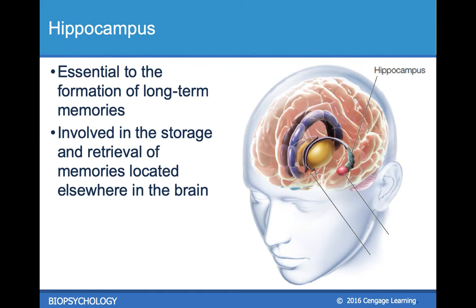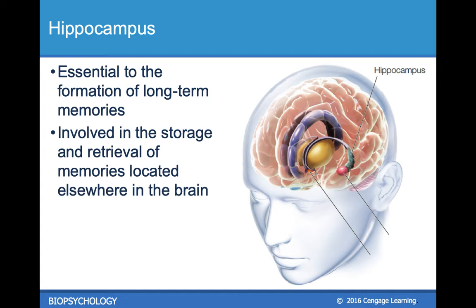Next is our hippocampus. This is the component that relates to the formation of long-term memory storage. It's involved in the storage and retrieval of memories located elsewhere in the brain as well. So it's kind of like the central relay system for memory.